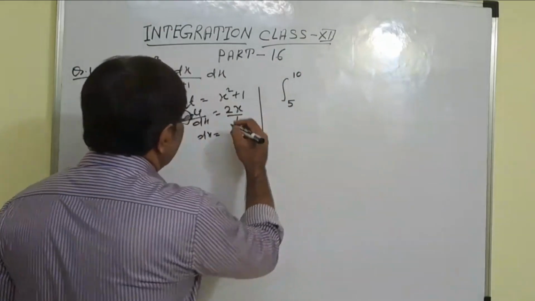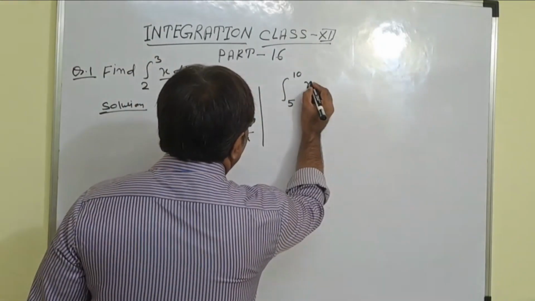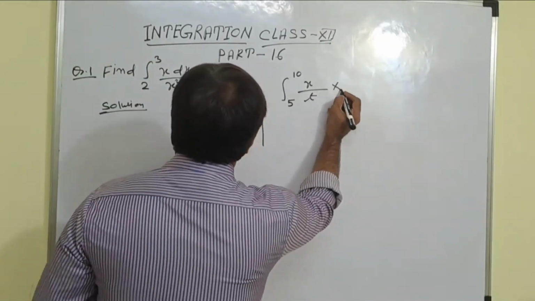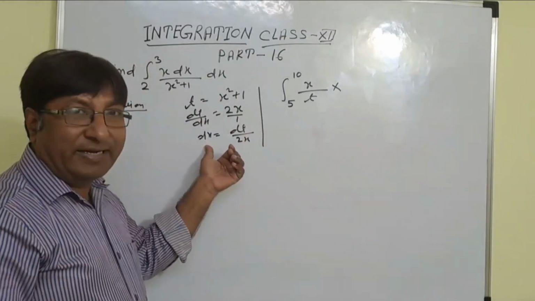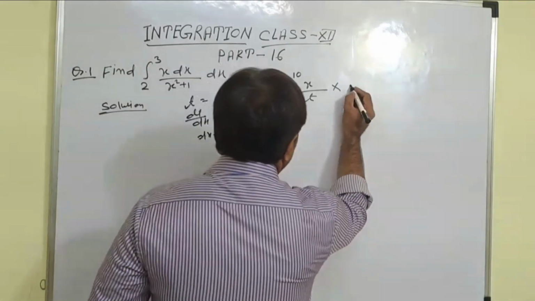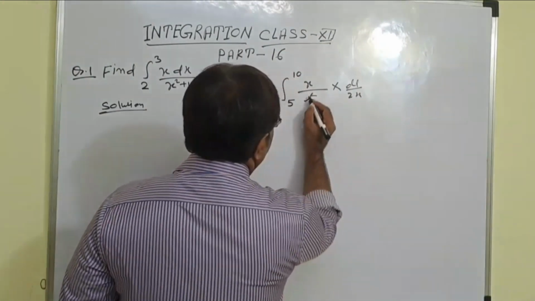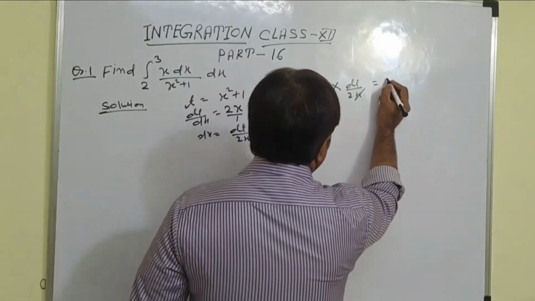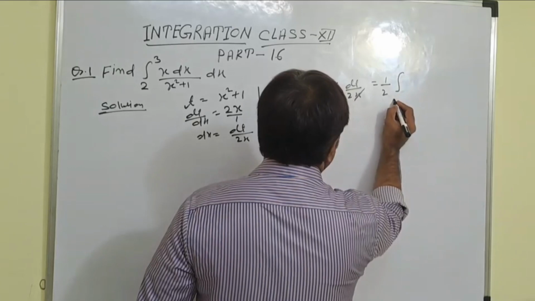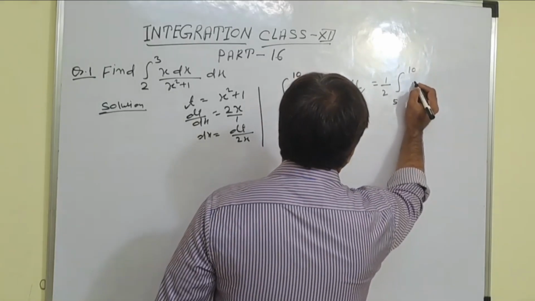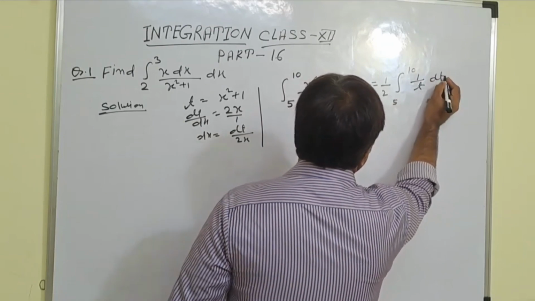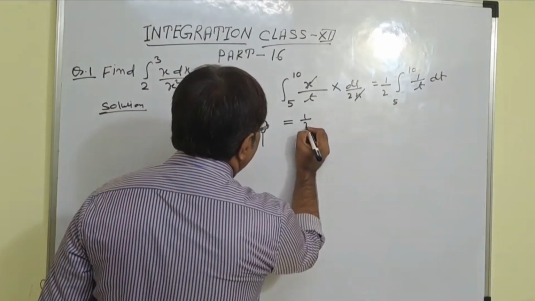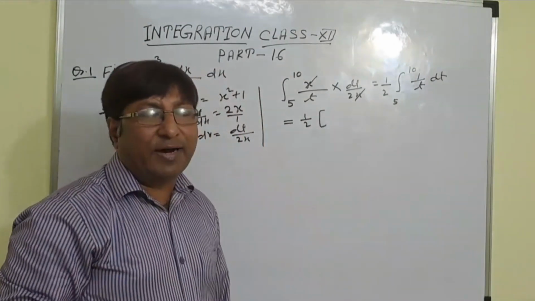Now this is x, so this x will be cancelled out. So we are writing x directly here, okay? And here x square plus 1 is t. Now this is dx, and we know the value of dx is dt upon 2x. So we can put here dt upon 2x. This x and x will be cancelled out and we will get 1 by 2, which is a constant, and the integration from 5 to 10 of 1 by t dt.